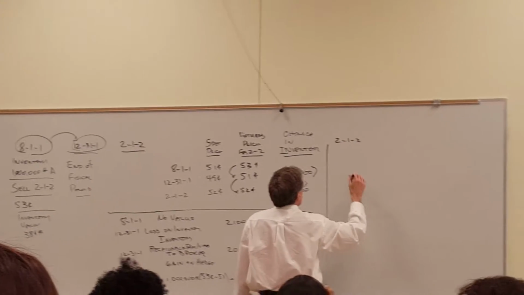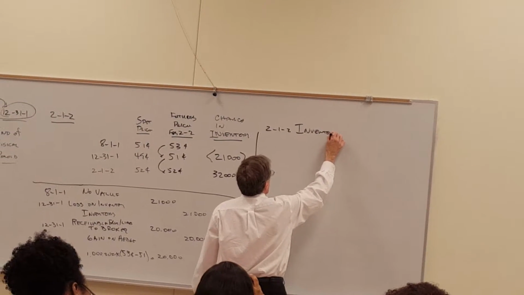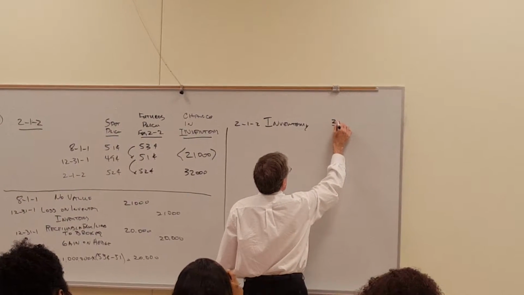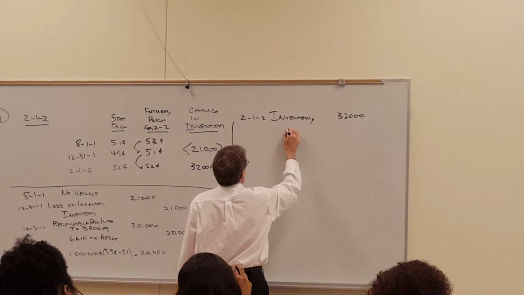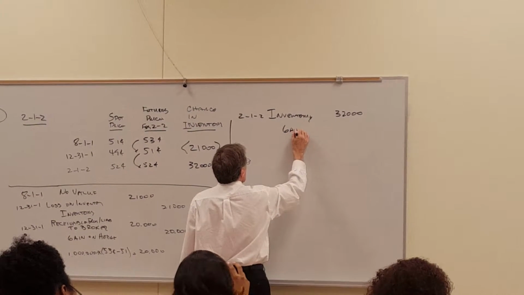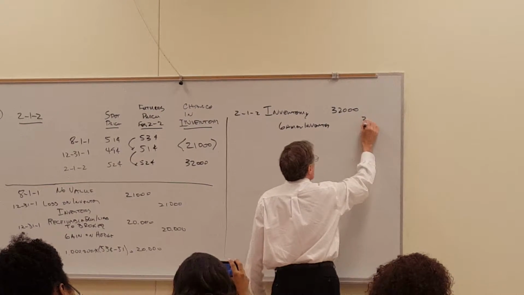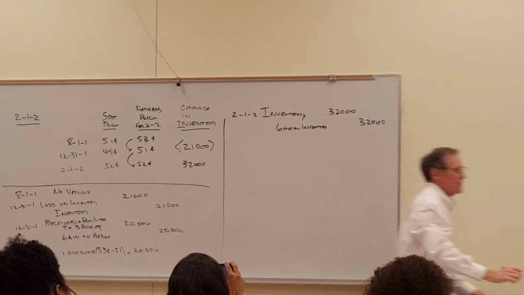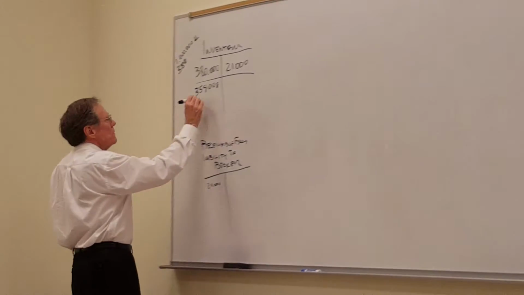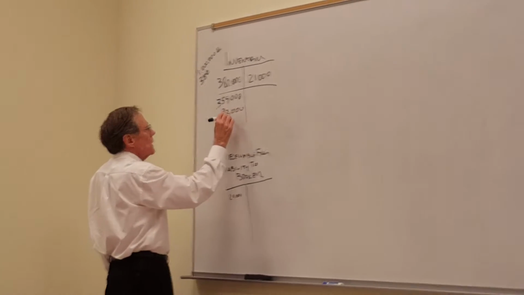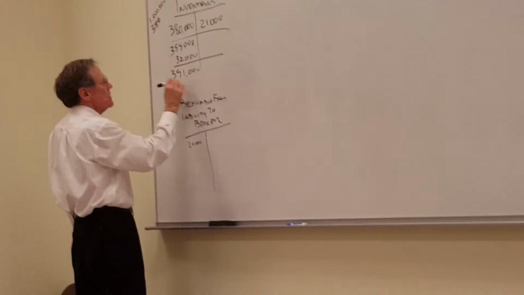So on 2/1, entry one, we have a debit to inventory of $32,000 and a credit to gain on inventory of $32,000. So what's happened is our inventory value has gone up by 32, and so we have $391,000 in inventory now.